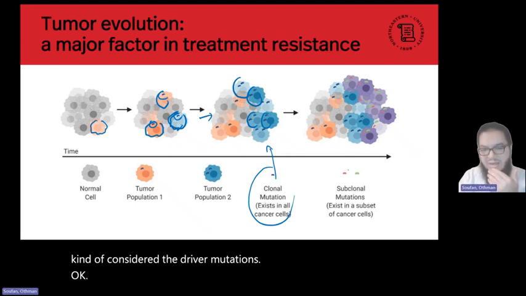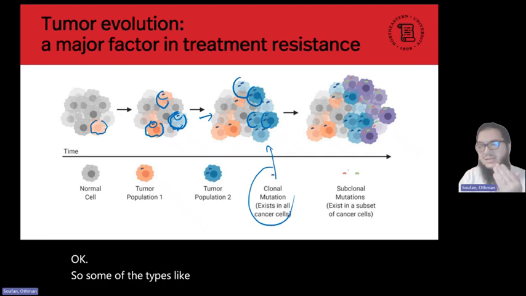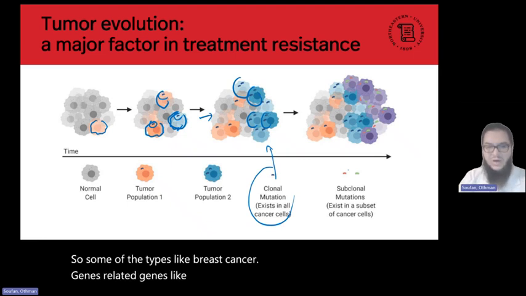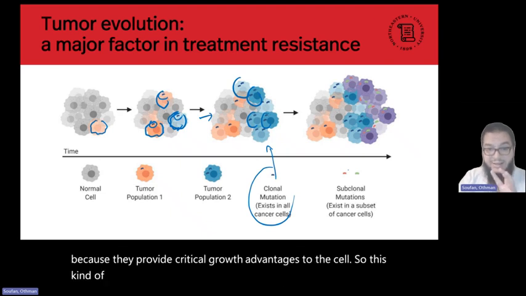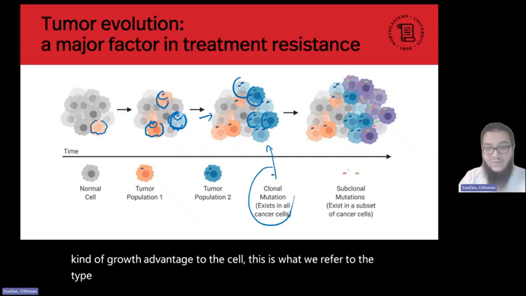So some of the types, like breast cancer related genes like BRCA1 or 2, are often clonal because they provide critical growth advantages to the cell. So this kind of growth advantage to the cell, this is what would refer to the type or link it to the type of the mutation.